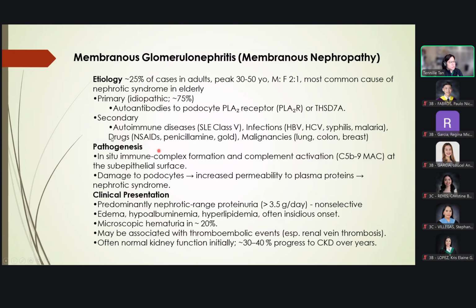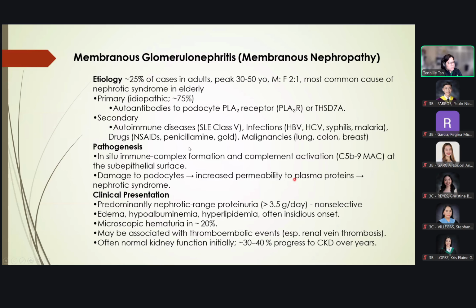So pathogenesis, usually in situ immune complex formation and complement activation, your C5b-9 MAC at the subepithelial surface. There's often damage to podocytes, leading to increased permeability to plasma proteins and eventually nephrotic syndrome.